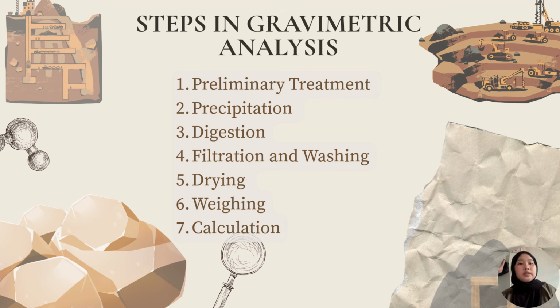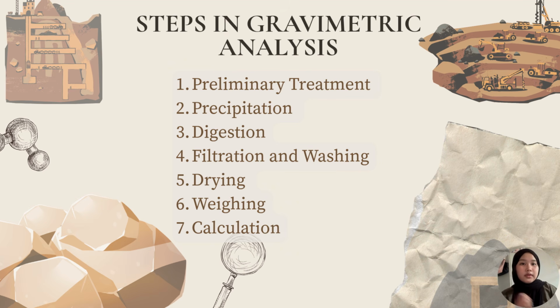After that, the precipitate undergoes drying and ignition. This step removes moisture and converts the precipitate into a stable form suitable for weighing. The sixth step is weighing, where the mass of the final precipitate is measured accurately using an analytical balance.